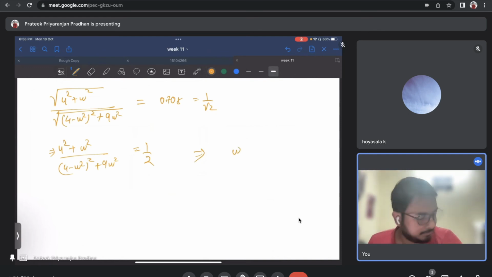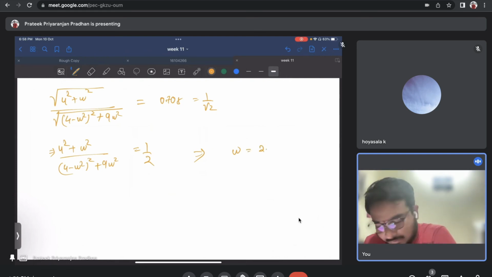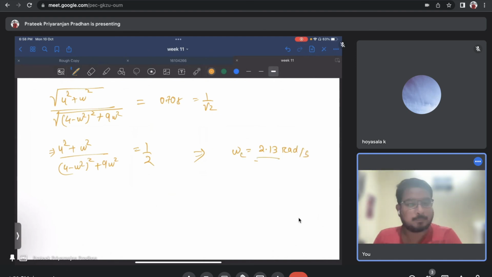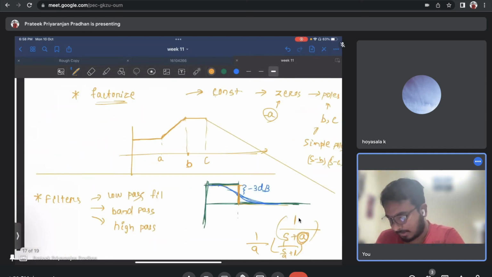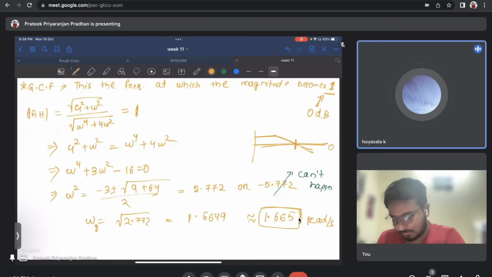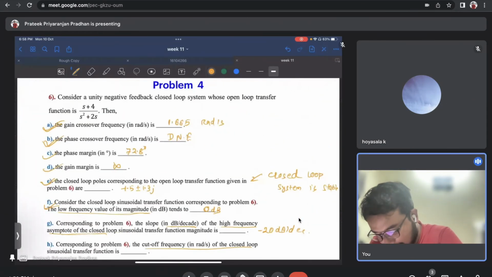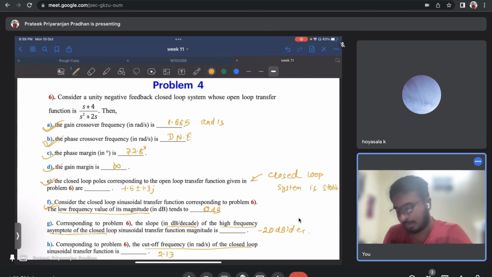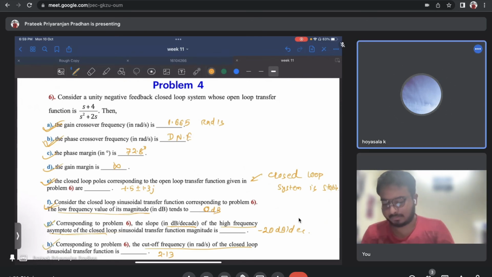The answer will be somewhere around 2.13 radian per second. Understood why it's happening? Okay, everything is clear. I hope you have understood this concept.